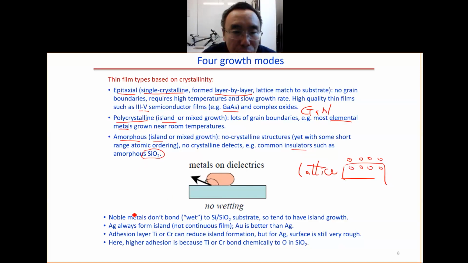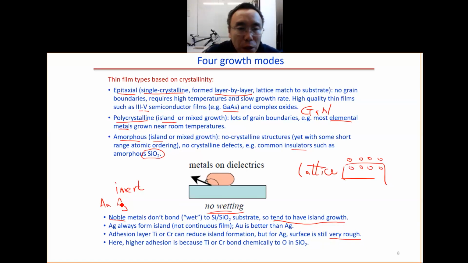For the deposition of metals, if we have a noble metal like gold or silver, we know noble metals are inert. So they do not wet the substrate. They try to form an island film, so they tend to have island growth. When you have island growth, the film will be very, very rough.